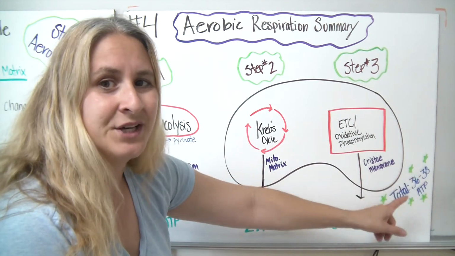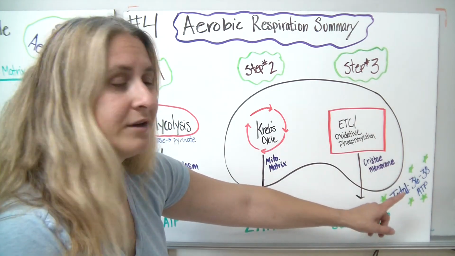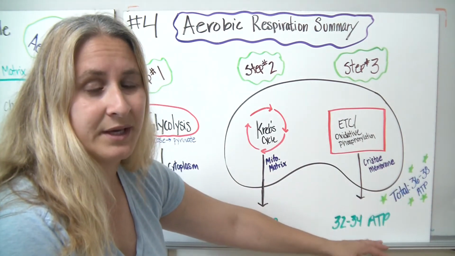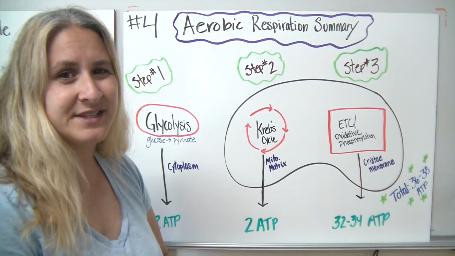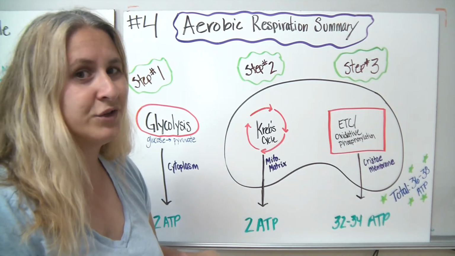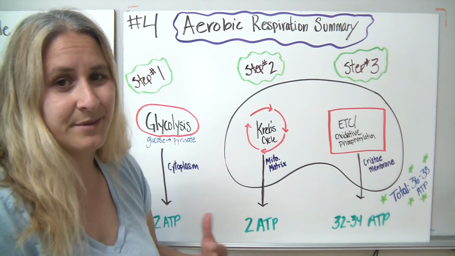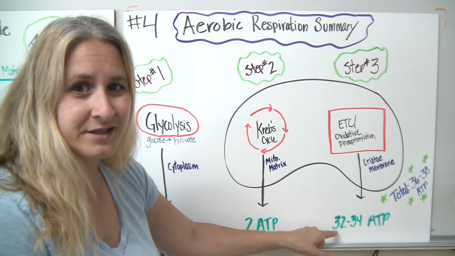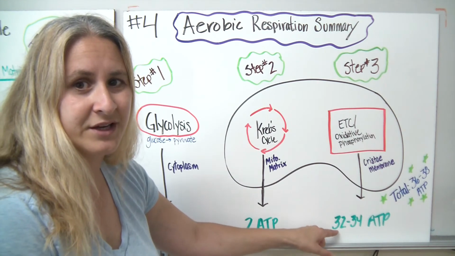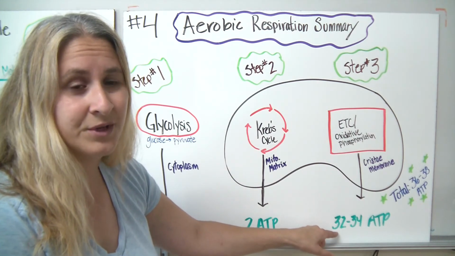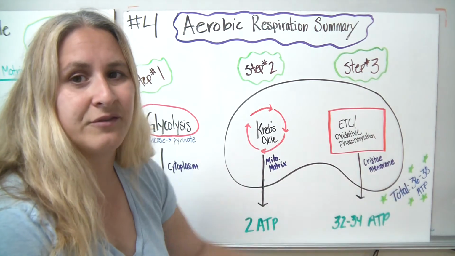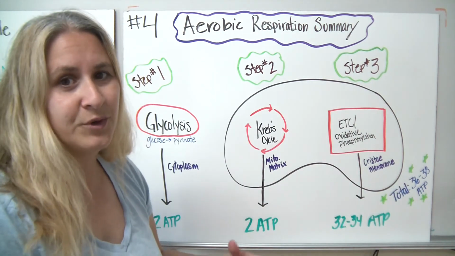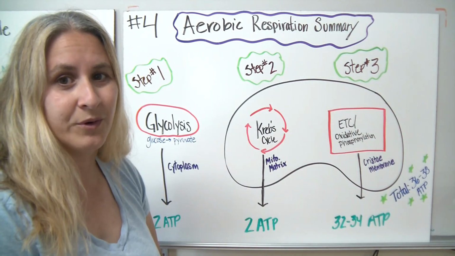So in the end we have a total gain of 36 to 38 ATP. Now, when you're taking the Regents exam, they're just going to simplify it, and they're only going to use 36 ATP to make it easy on yourself. So they're usually going to estimate on the low end of ATP production during the electron transport chain of only 32 to give you a total gain of 36 ATP. We know sometimes, though, it can be a little bit more.